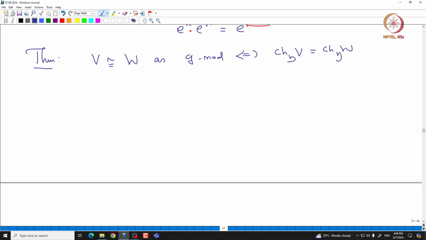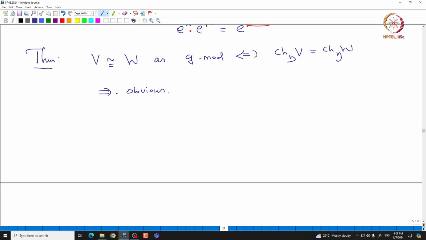So, one way is obvious. Because if two representations are isomorphic as G modules, then if you look at the set of weights that come from those two representations, they will be identical and the weight multiplicities will be the same. That is why the character will be the same. But for the converse, we need to work a bit more.